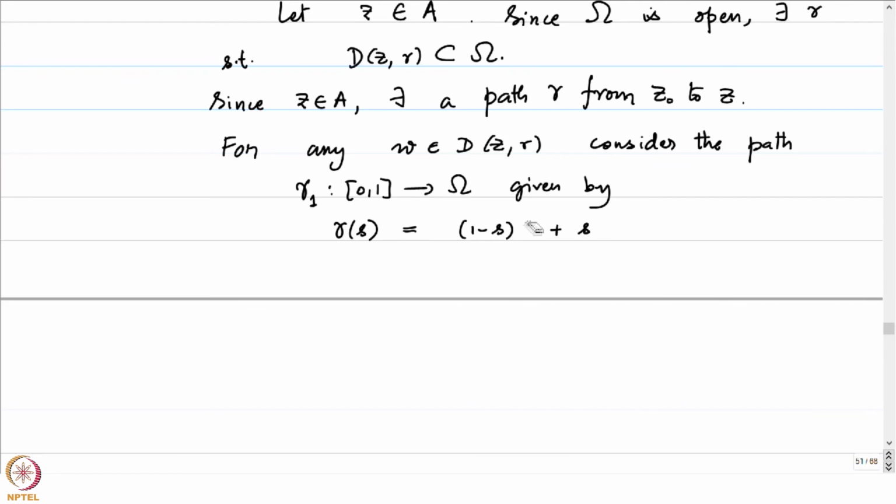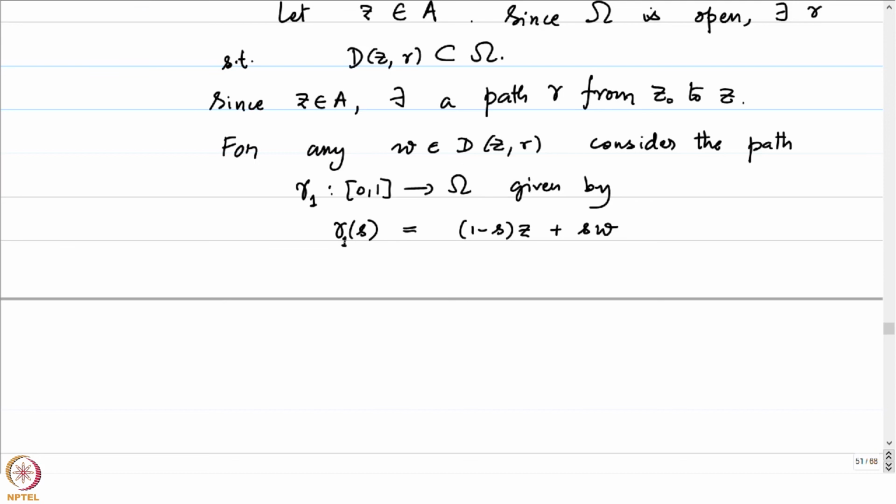At 0 this should be z, so this is going to be 1 minus s times z plus s times w. And check that this is a straight line path which connects z to w, and therefore it's contained in D(z, r). So this hence is in Omega. That's certainly true, right? Gamma 1.